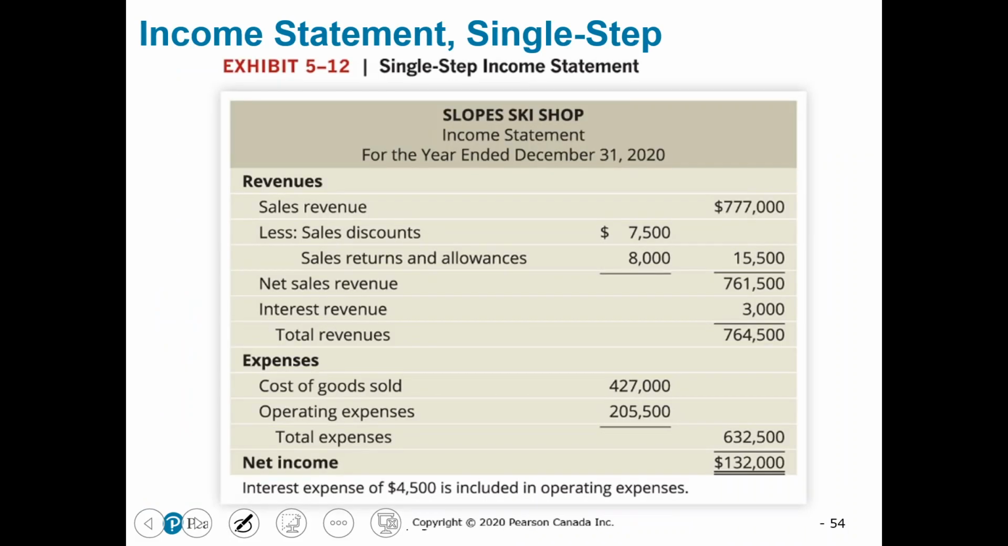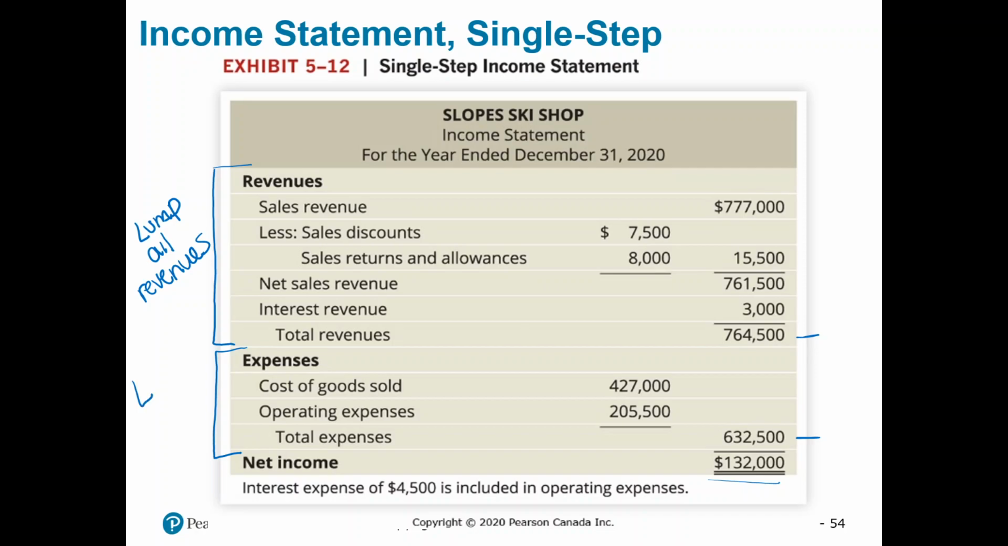Now a single step statement groups all revenue accounts together and all expense accounts together. And you take your total revenue, subtract your total expenses to get down to net income. So these are not broken out depending on what type of revenue or what type of expense. Instead, you just lump all revenues and lump all expenses. So this is a bit easier to do, but it doesn't give the same amount of information as the multi-step that we'll see.